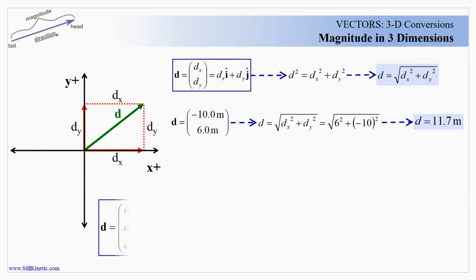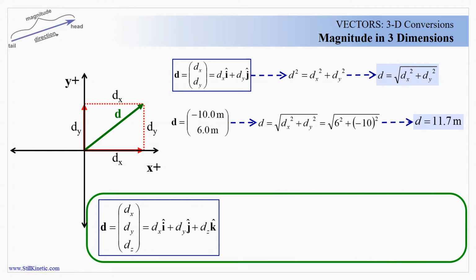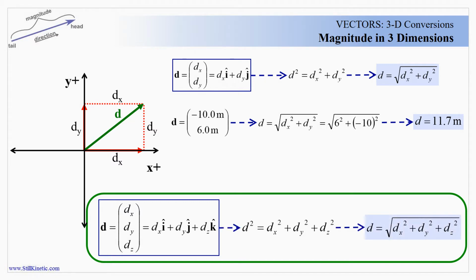What happens when we move into 3 dimensions? In 3 dimensions, it turns out that we simply do the same thing. So we square all 3 of our components, we sum them, and we take the total square root. Now, if you've never seen this before, it may not be really obvious that that's correct. So let's have a look at where it comes from.